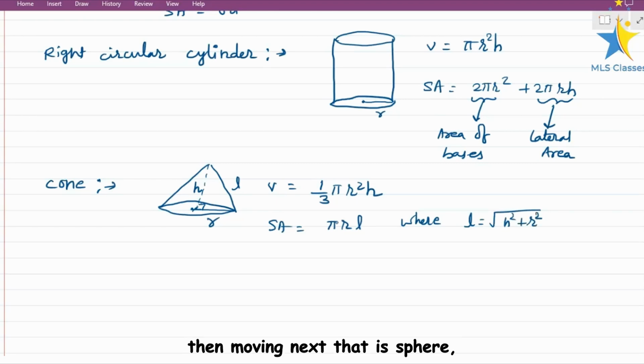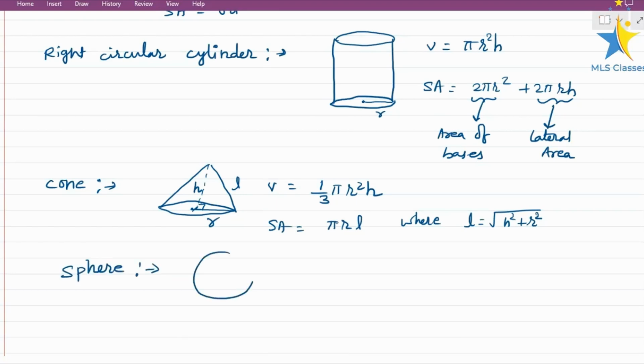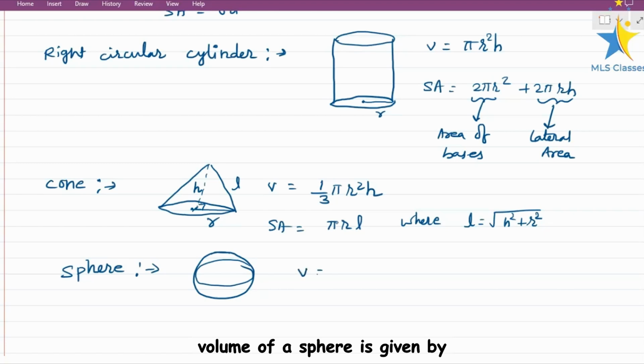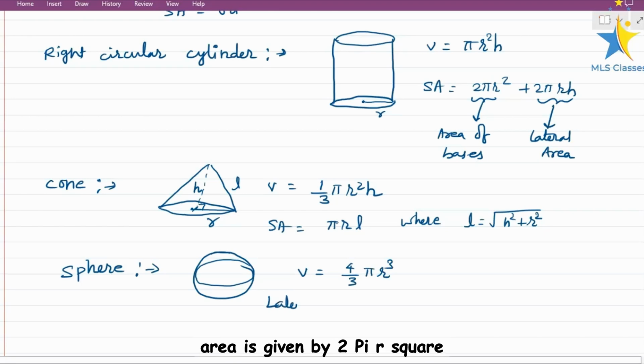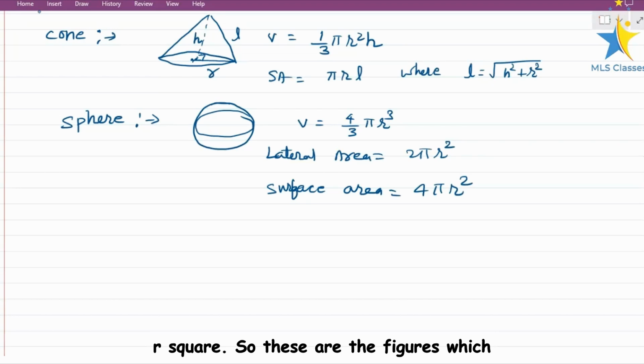Then moving next, that is the sphere. A sphere is just like a ball. It's like this. So the volume of a sphere is given by 4 over 3 pi r cube. Lateral area is given by 2 pi r square, whereas our total surface area is given by 4 pi r square. So these are the figures which we need to study in solid figures, and we have to know about the area and the volumes.